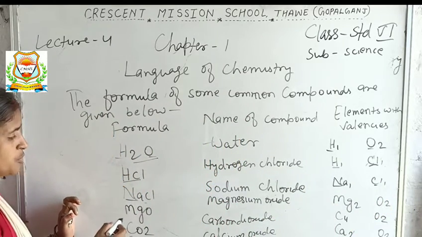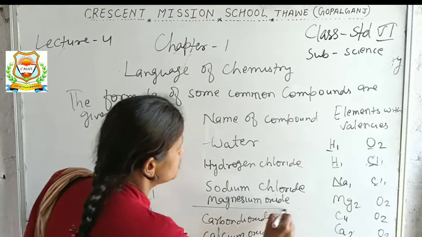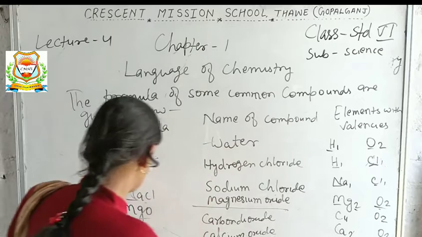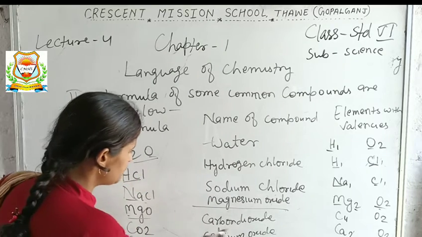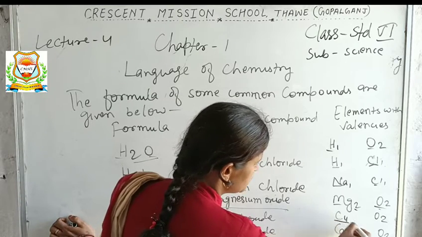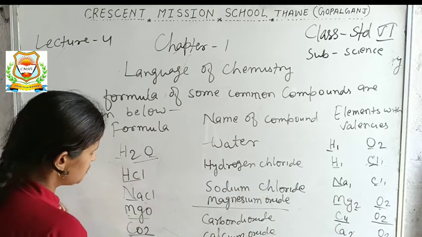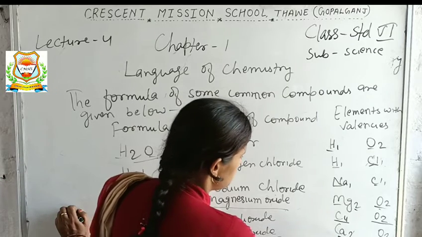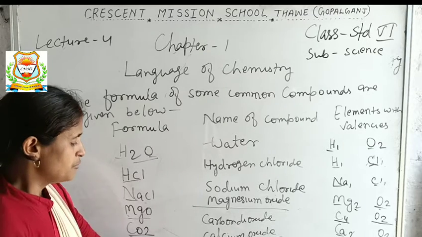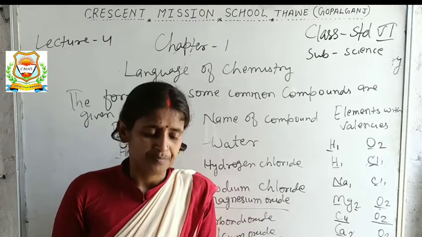After that, magnesium oxide, MgO. The formula of magnesium oxide is MgO. The valency of Mg is 2 and the valency of oxygen is also 2. After that, carbon dioxide. The formula of carbon dioxide is CO2. The valency of carbon is 4 and the valency of oxygen is 2. After that, calcium oxide. The formula of calcium oxide is CaO. The valency of Ca is 2 and the valency of oxygen is 2. After that, NH3, ammonia. The formula of ammonia is NH3, the valency of nitrogen is 3 and the valency of hydrogen is 1.